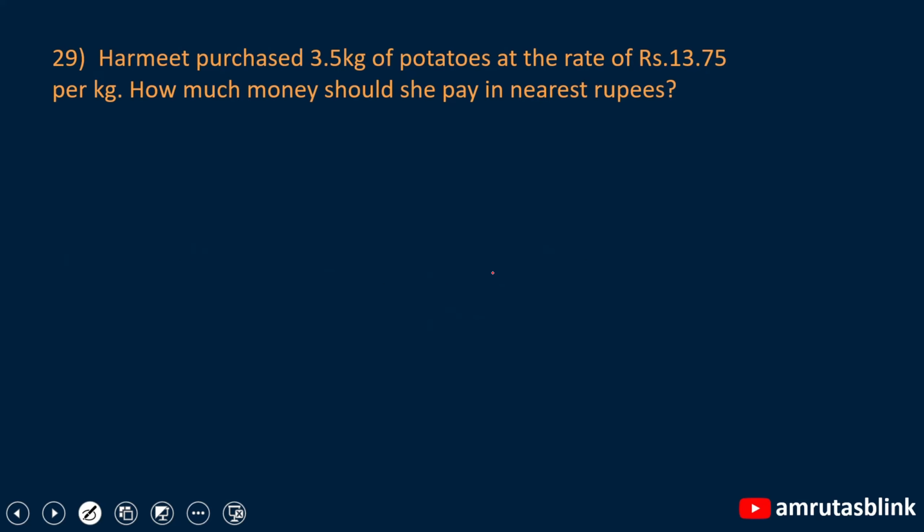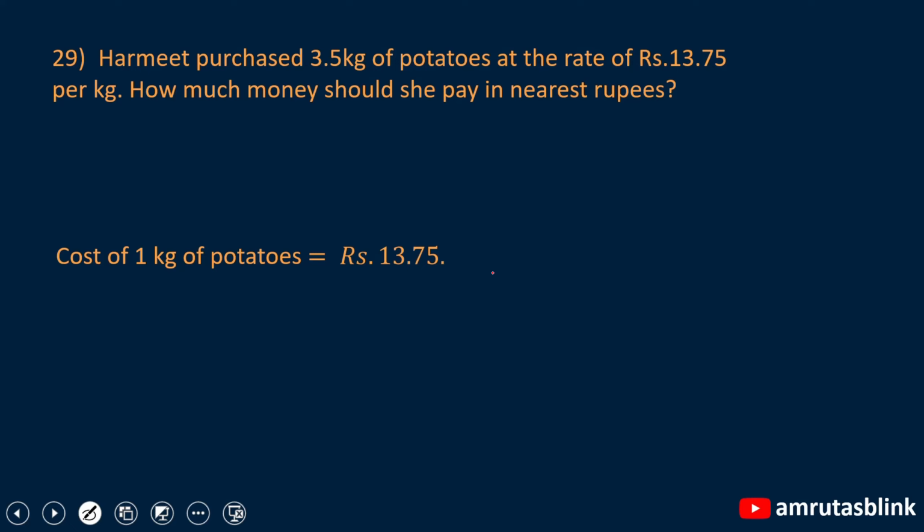Question number 29. Harmeet purchased 3.5 kg of potatoes at the rate of rupees 13.75 per kg. How much money should she pay to the shopkeeper, to the nearest rupee? Now, Harmeet purchased 3.5 kg of potatoes at the rate of 13.75 per kg. So the cost of 1 kg of potato is how much? It is given in the problem as rupees 13.75.